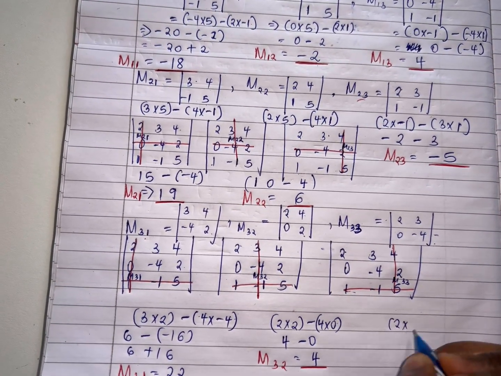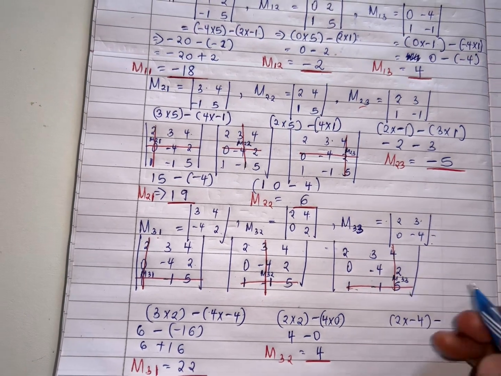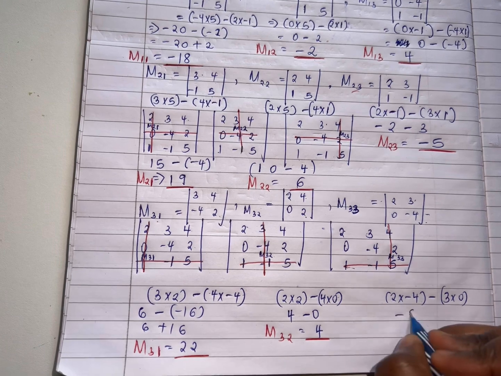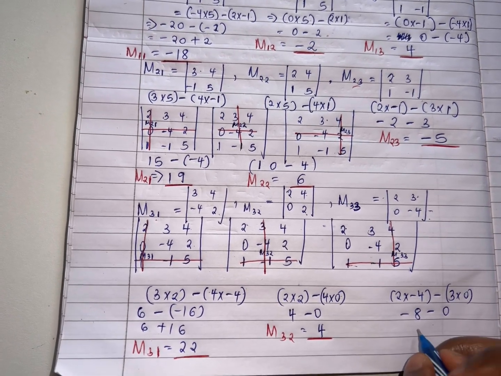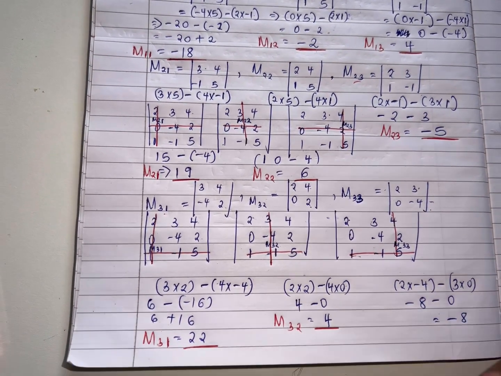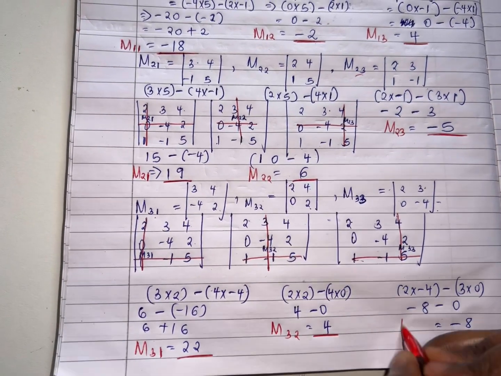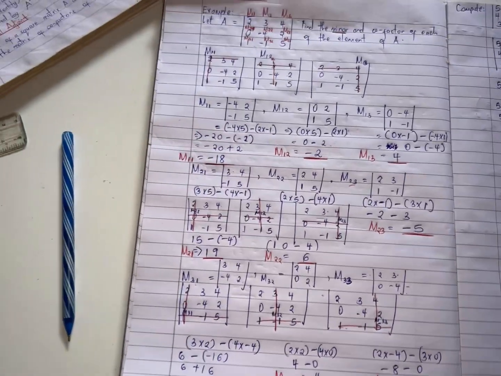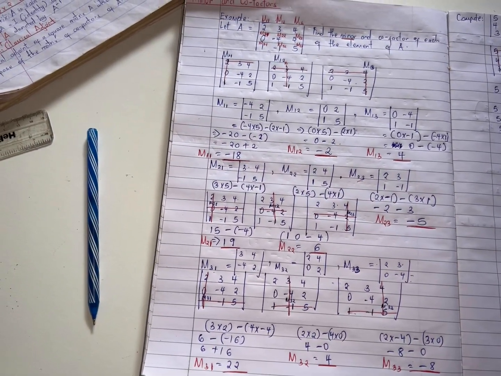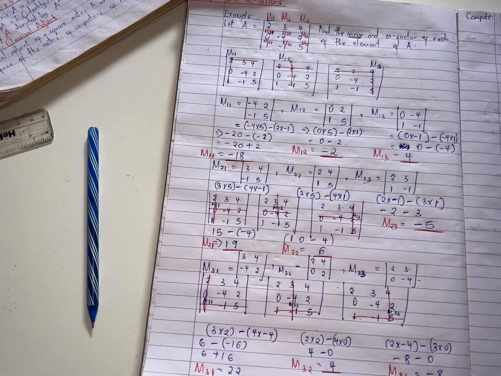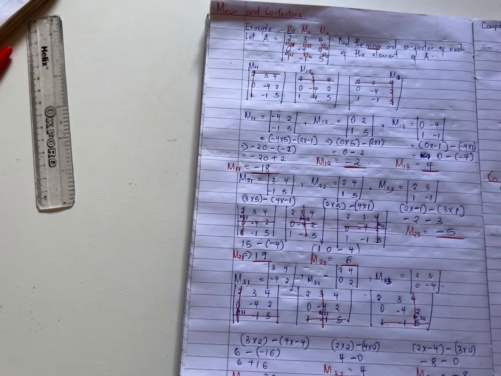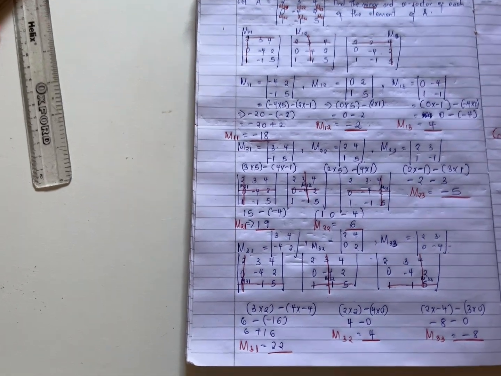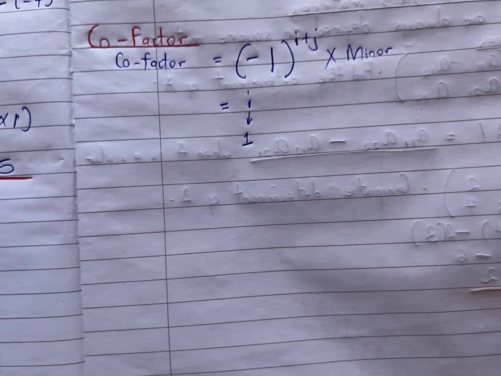M33, that is 2 times negative 4 minus 3 times 0. We're going to have negative 8 minus 0. Our answer is negative 8 for M33. So we're done with that. I hope you've understood finding minors. So we're going to move to our next part, which should be cofactors.